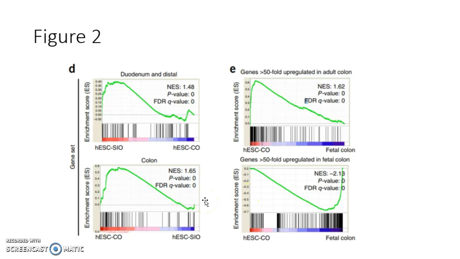Finally, this GSEA suggested that the gene set was at least 50 times fold upregulated in adult human colon relative to the fetal colon. That is highly enriched in these derived colonic organoids.